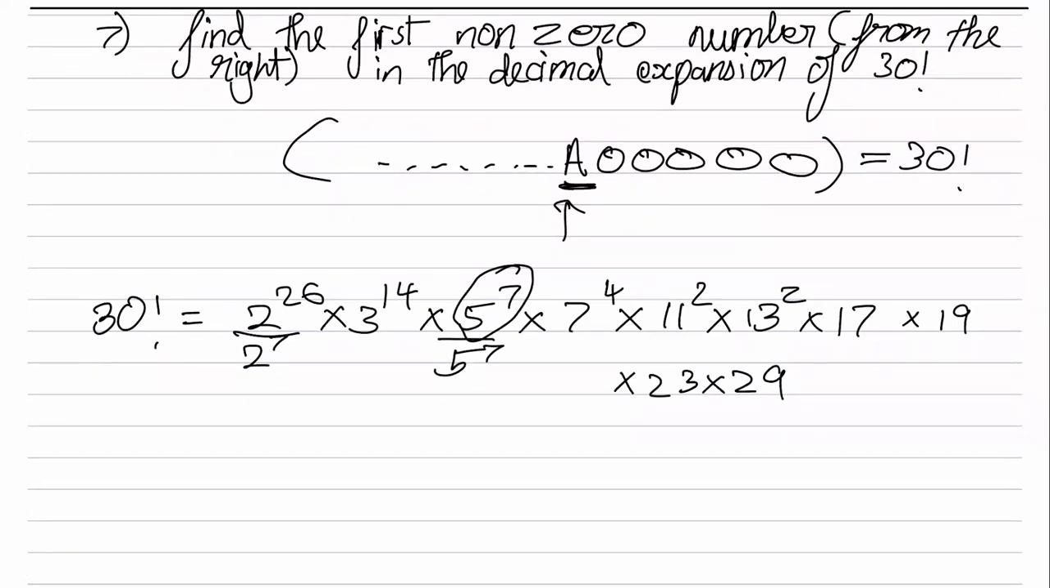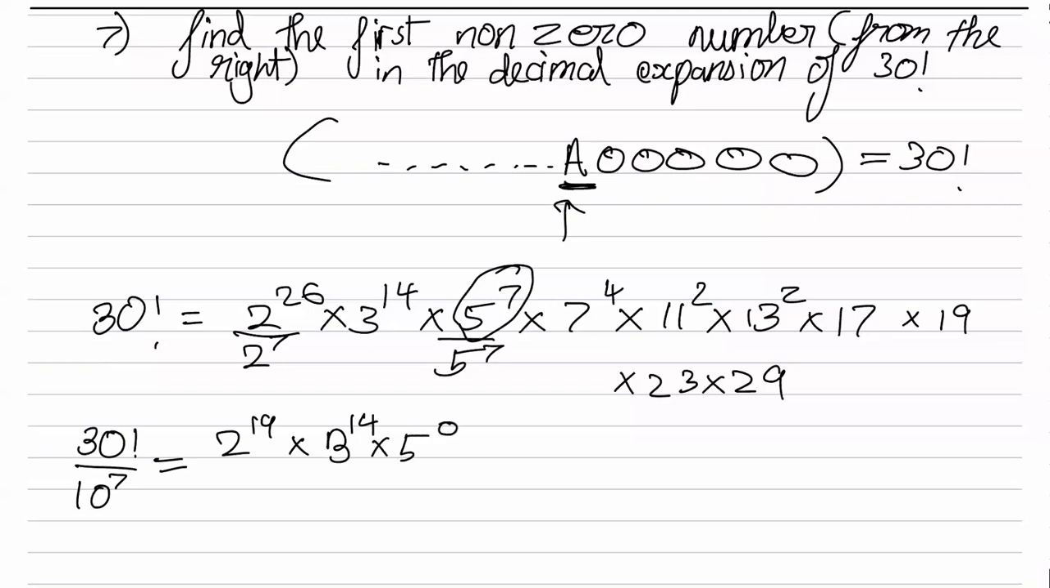So our truncated expression, 30 factorial divided by 10 to the power 7, will be 2 to the power 19, 3 to the power 14, 5 to the power 0, because we can't have any powers of 5 with the powers of 2 with us. It will always lead to a 0 at the end. And then 7 to the power 4, and then I'll do one thing.